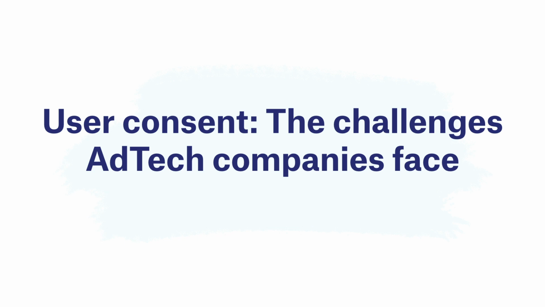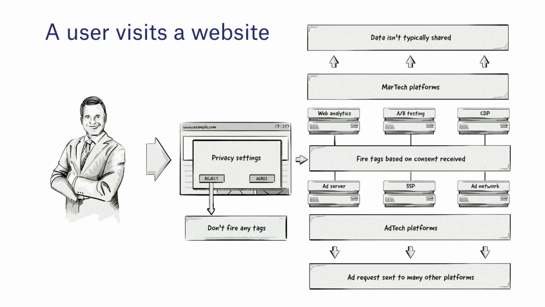Alright, so now that we've seen how user consent mechanisms should work, let's look at the challenges AdTech companies face with handling user consent decisions. So to highlight the challenges for AdTech companies, let's look at how AdTech and MarTech companies handle user consent. So when a user visits a website that uses MarTech platforms such as analytics software, A/B testing tools, etc., the website asks the user to consent to the various data processing purposes and then fires those tags belonging to the MarTech platforms based on the consent and subsequently collects personal data about the user.